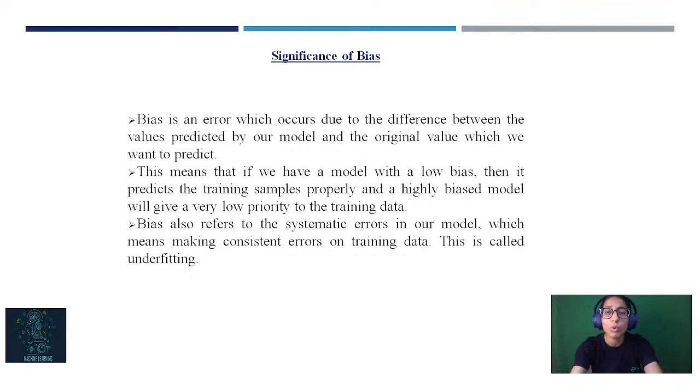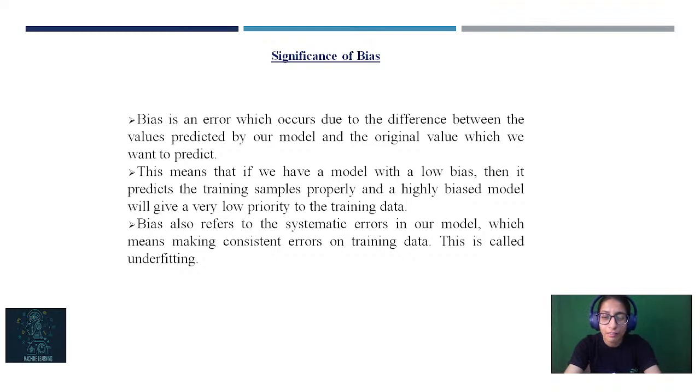Now comes the question: what is the significance of bias? The significance of bias comes under error. So what is bias? Suppose you have two siblings and your mom and dad love only one child, your sister or brother. So there is bias towards you, correct? That means there is something imbalanced. But the bias over here means an error.